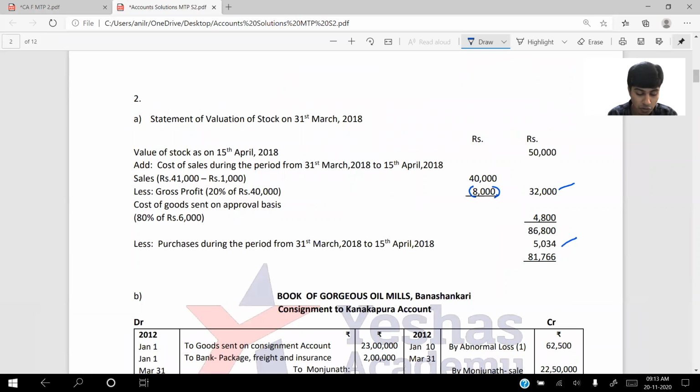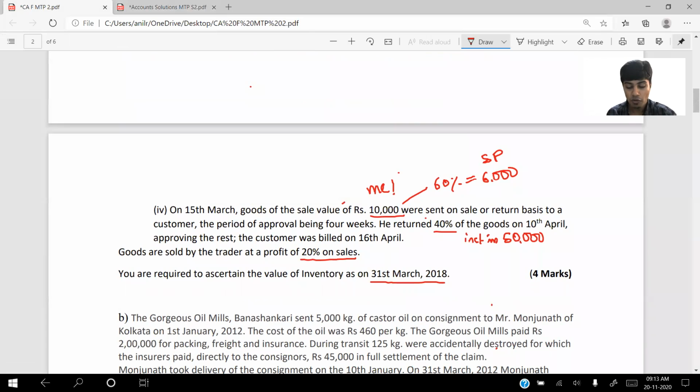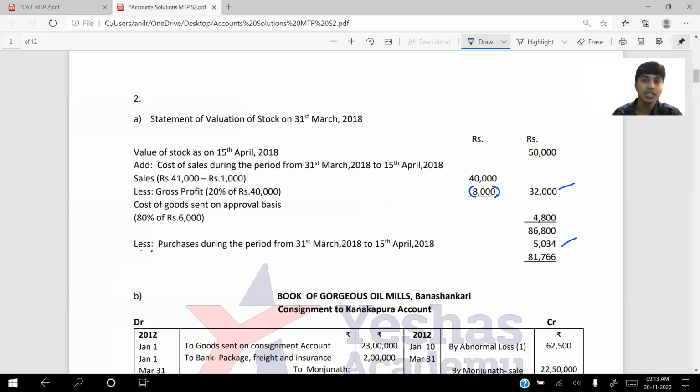5,034 purchases subtracted. Next, with respect to the goods sent on return or approval, 40% is included back in the stock. 60% has to be included. 60% of 10,000 is 6,000. This is at selling price. 20% is the margin. If I subtract 20% of 6,000, that is 1,200, I'll arrive at 4,800. 4,800 should be added back.